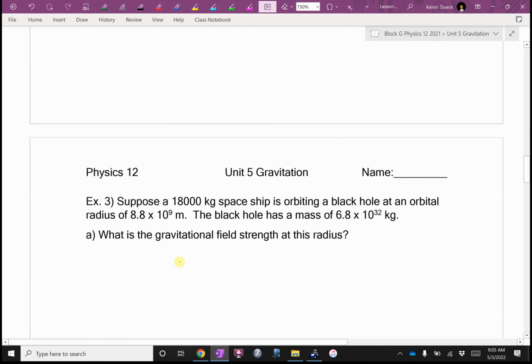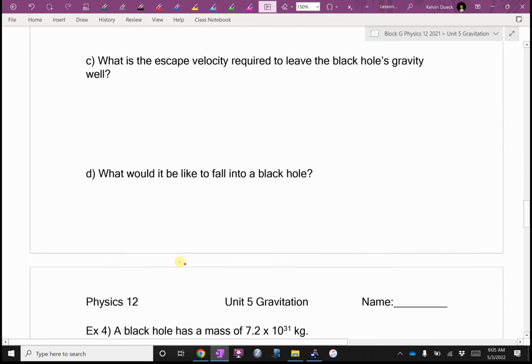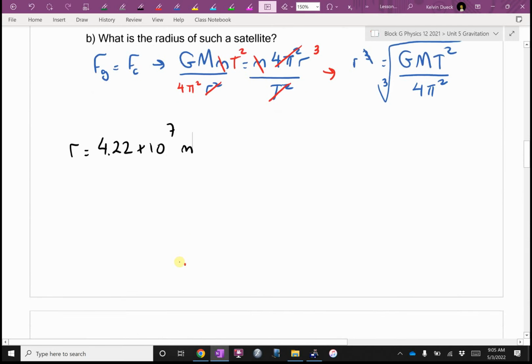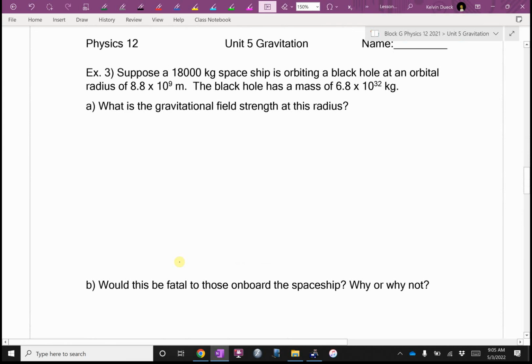Turn the page. Let's talk about black holes. I like example 3. Example 3 is a nice question.